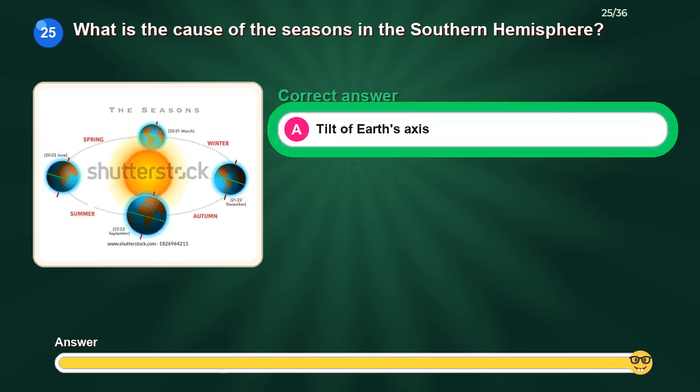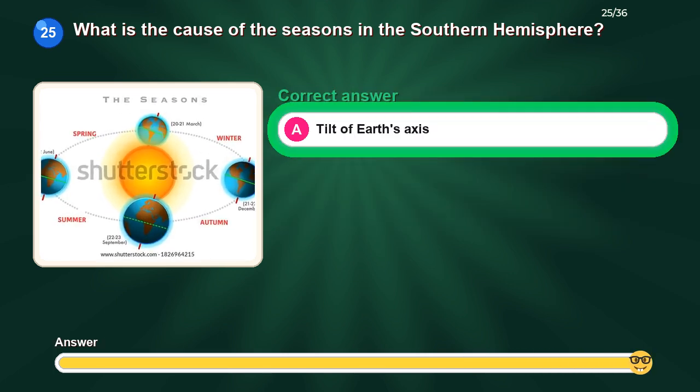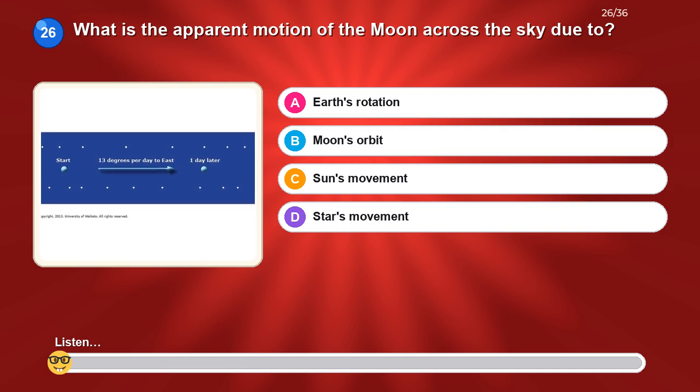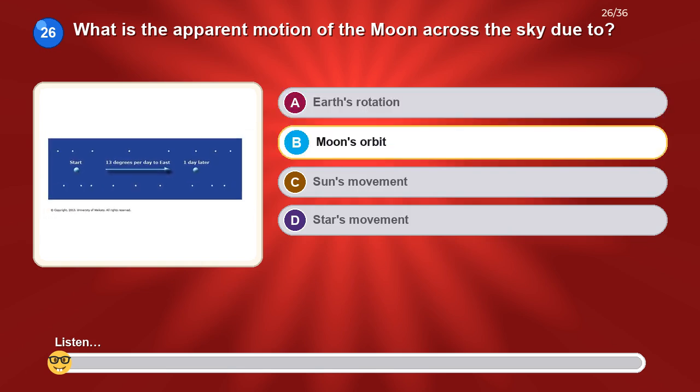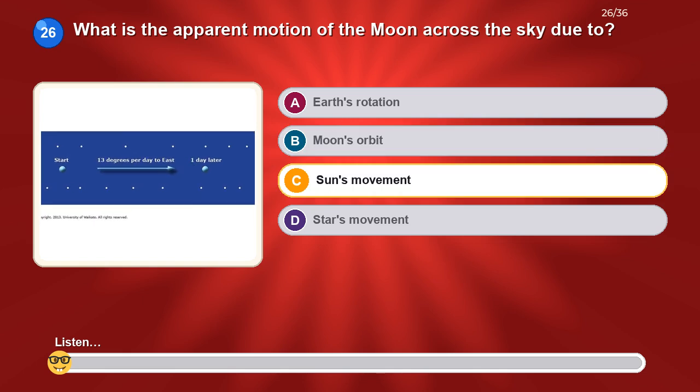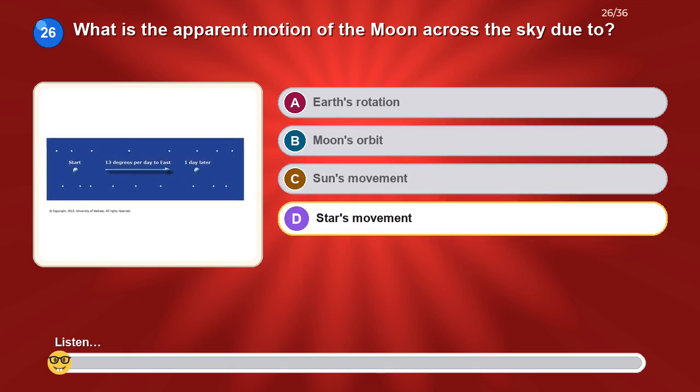The correct answer is, tilt of Earth's axis. What is the apparent motion of the moon across the sky due to? Option A. Earth's rotation. Option B. Moon's orbit. Option C. Sun's movement. Option D. Star's movement.